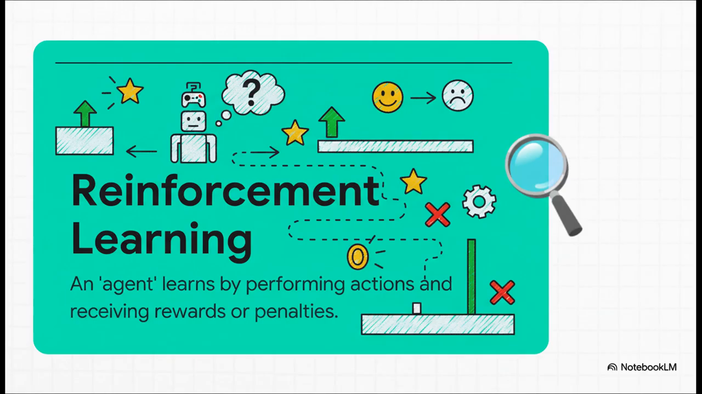We create a software agent and we drop it into some kind of environment, like a video game. This agent has a goal, and every single time it makes a move that gets it closer to that goal, it gets a reward, like a point. Every bad move, it gets a penalty. It learns simply by trying to get the highest score possible.